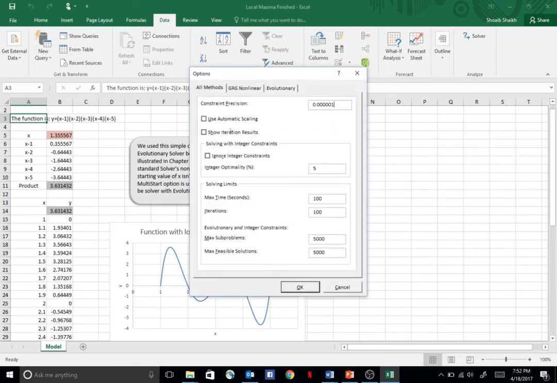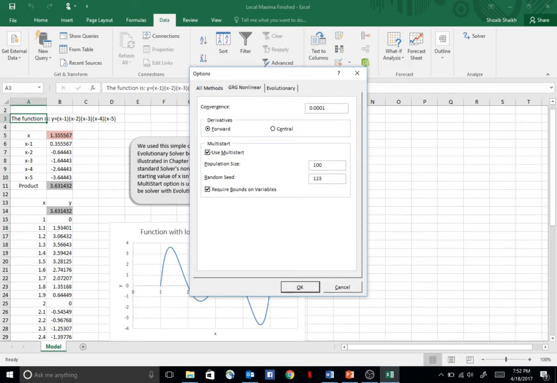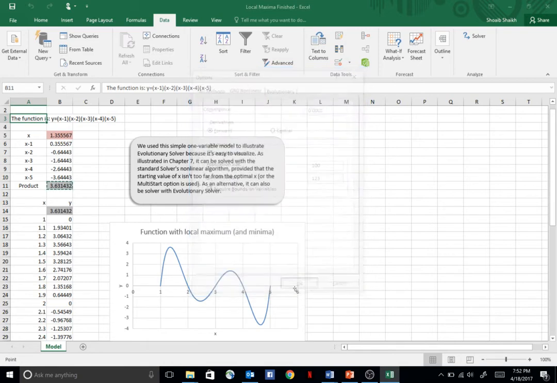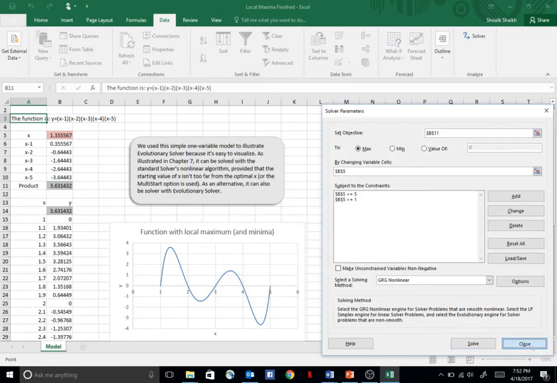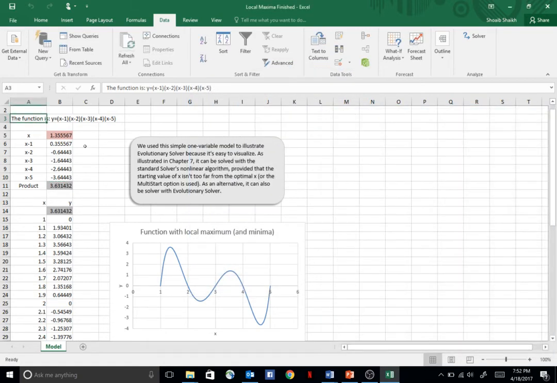Right now, if I click on the GRG nonlinear tab, I'm using multi-start. So I'm going to take that off for a second, so I'm not using the multi-start. Close out of this. This is my changing variable. I mentioned that at different starting points I might get different results without the multi-start. So let's just say I type in 3 here.